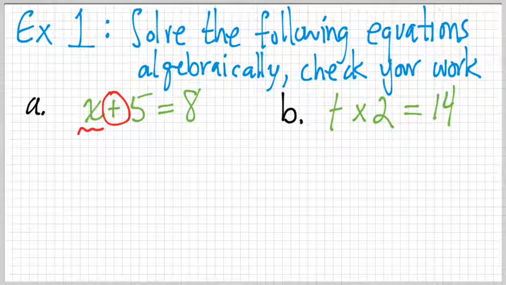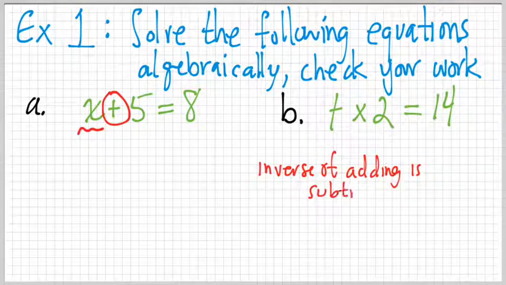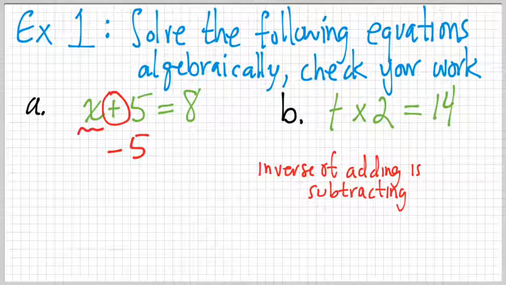Now, when we do these problems, in order to solve the problems, we need to do the inverse operation of what's going on. So if there's addition, we need to do subtraction, because the inverse of addition is subtraction, kind of like the opposite. So we need to subtract, and we need to subtract whatever value is there. In this case, it's 5. So we're going to subtract 5 from that side.